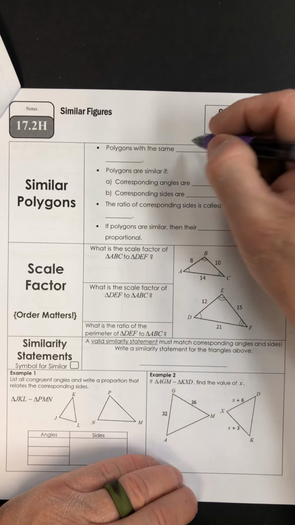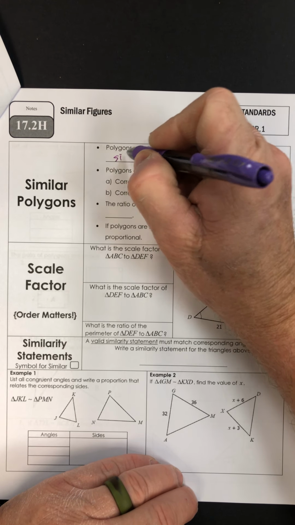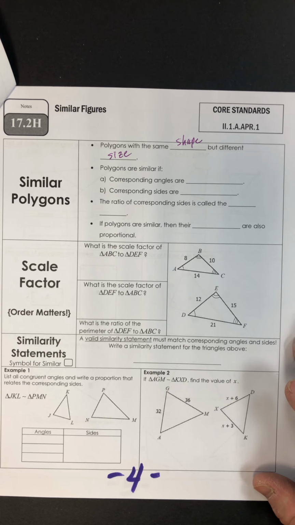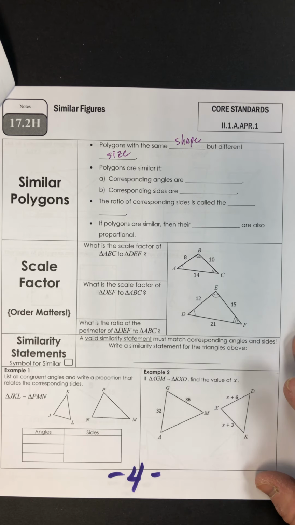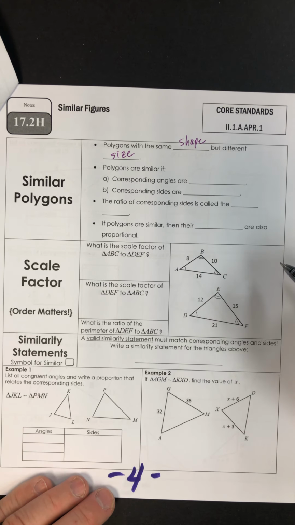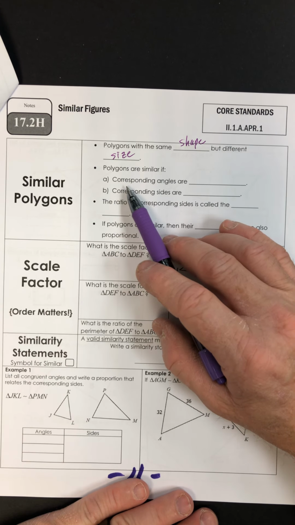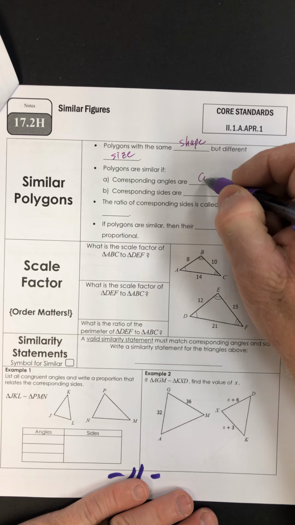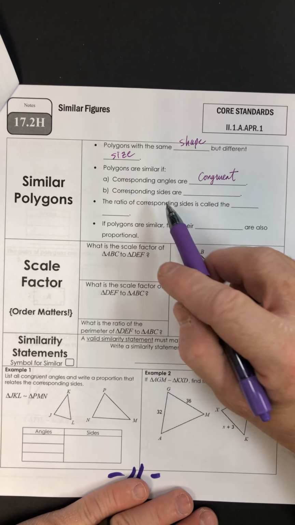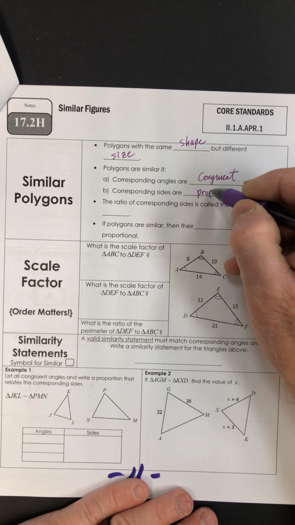They have the same shape, but different size. Okay? So two polygons are similar, not congruent, similar, if they're the same shape, triangle, rectangle, whatever, but they're different size. Polygons are similar if their corresponding angles are congruent. Now here's the difference. The corresponding sides are proportional.